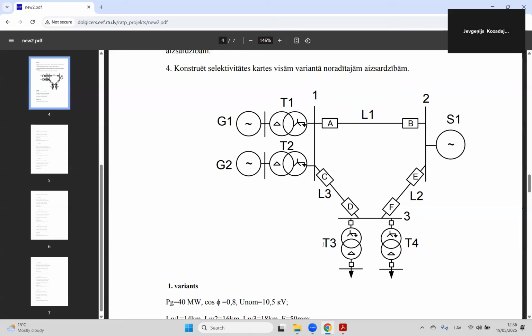In this case, for example, if we have a fault on bus number 2, there is a big question: what protection device should operate, and as well what circuit breakers should operate. So here it is very simple because it's an example. Protection device A operates circuit breaker A as well. So here you see, if we have the fault on bus number 2, from your point of view, what protection device should operate?